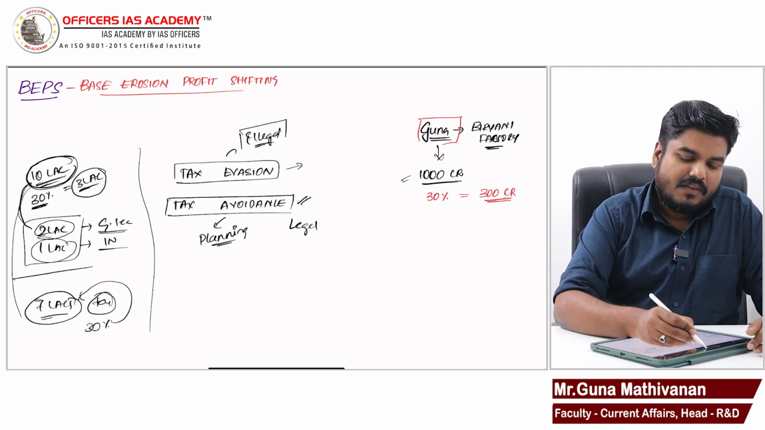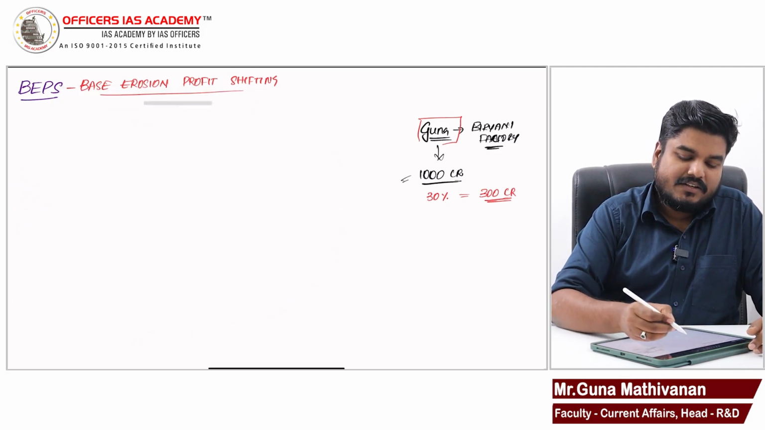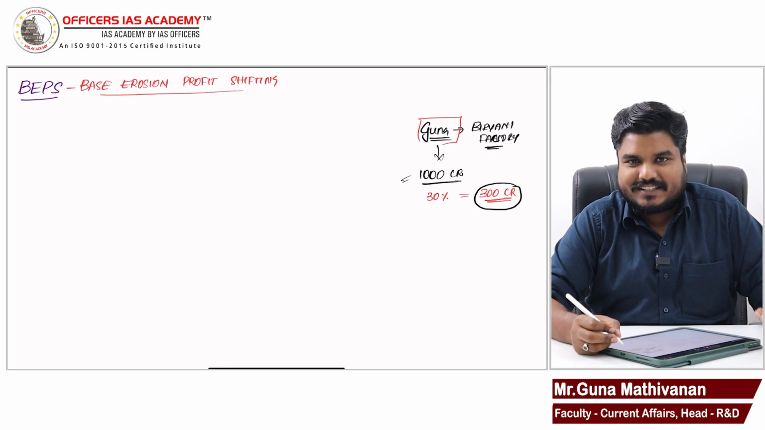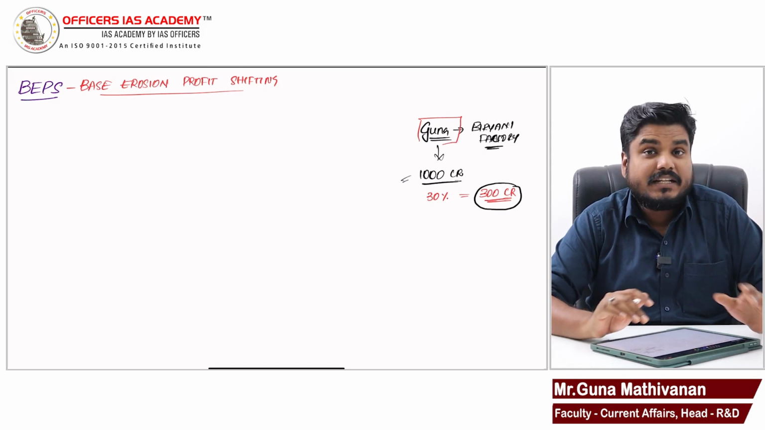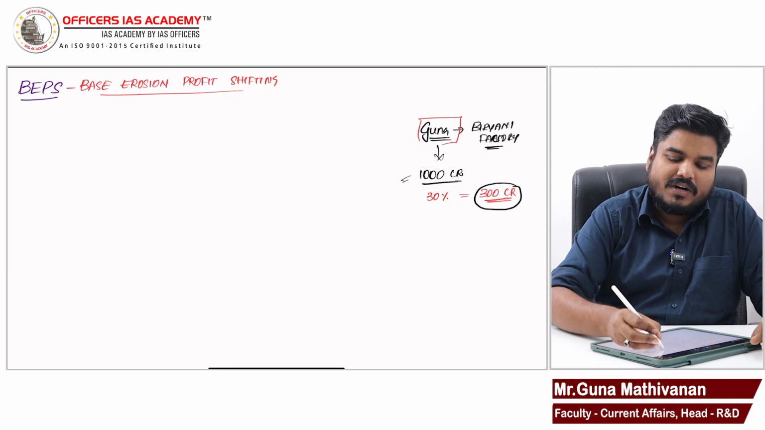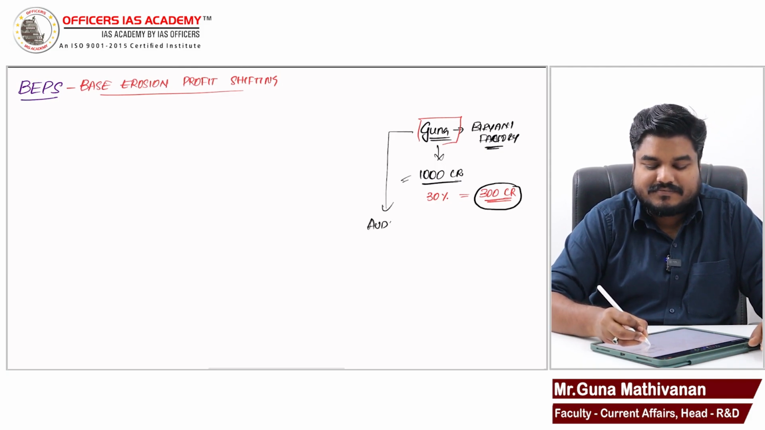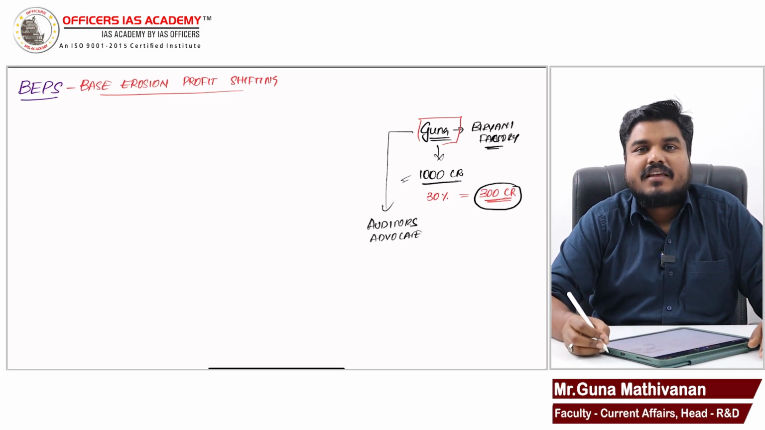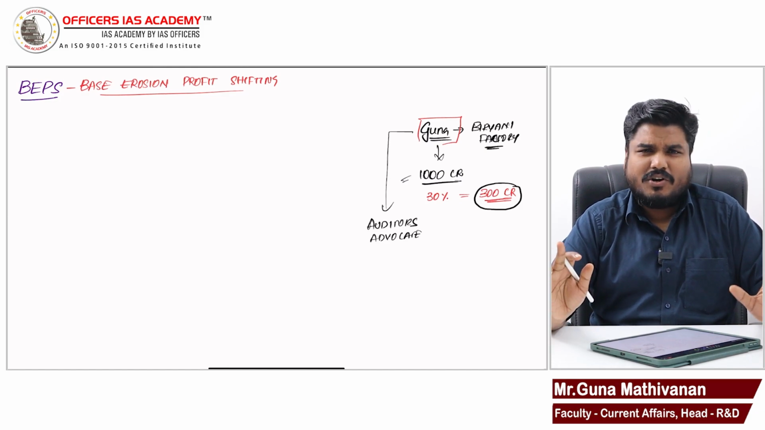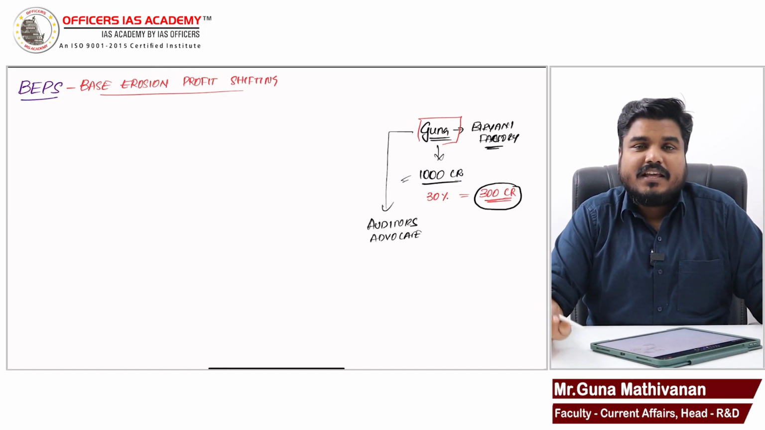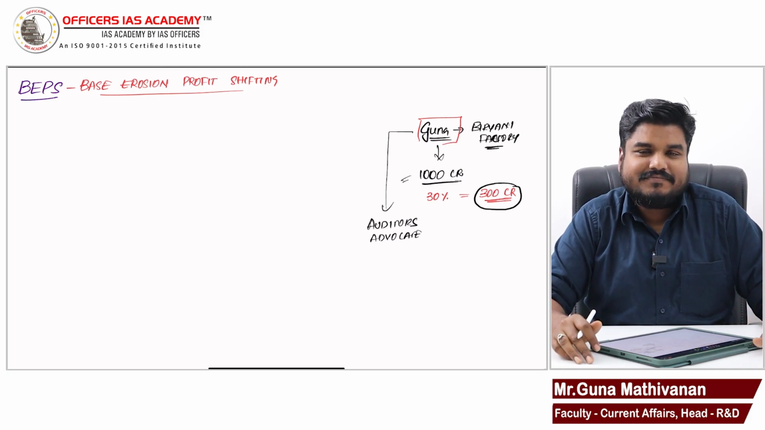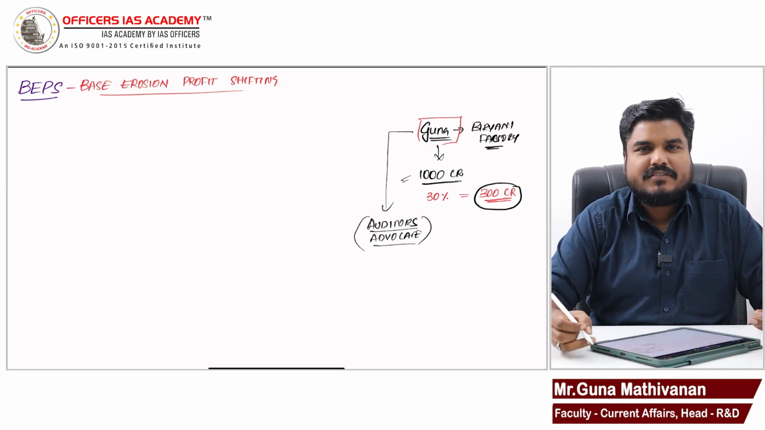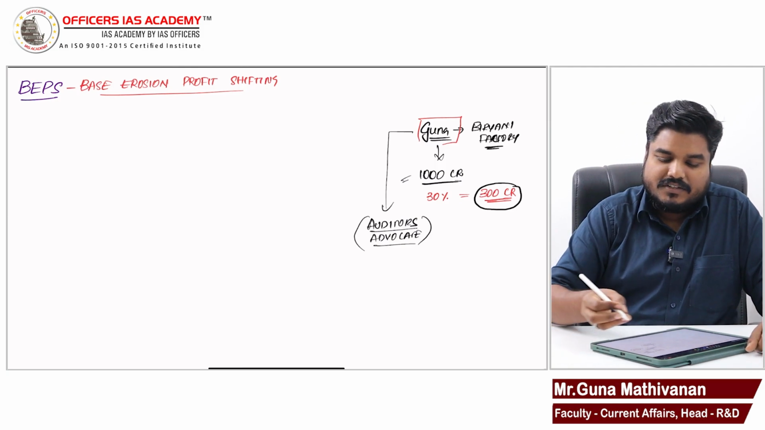So Guna is not okay with paying the entire 300 crores as tax. He wants to avoid it, but he is not okay with evasion, since evasion is illegal. So Guna calls his auditors and advocates for help, as he wants to save money. These guys discuss and finally find a solution. So what is the solution?